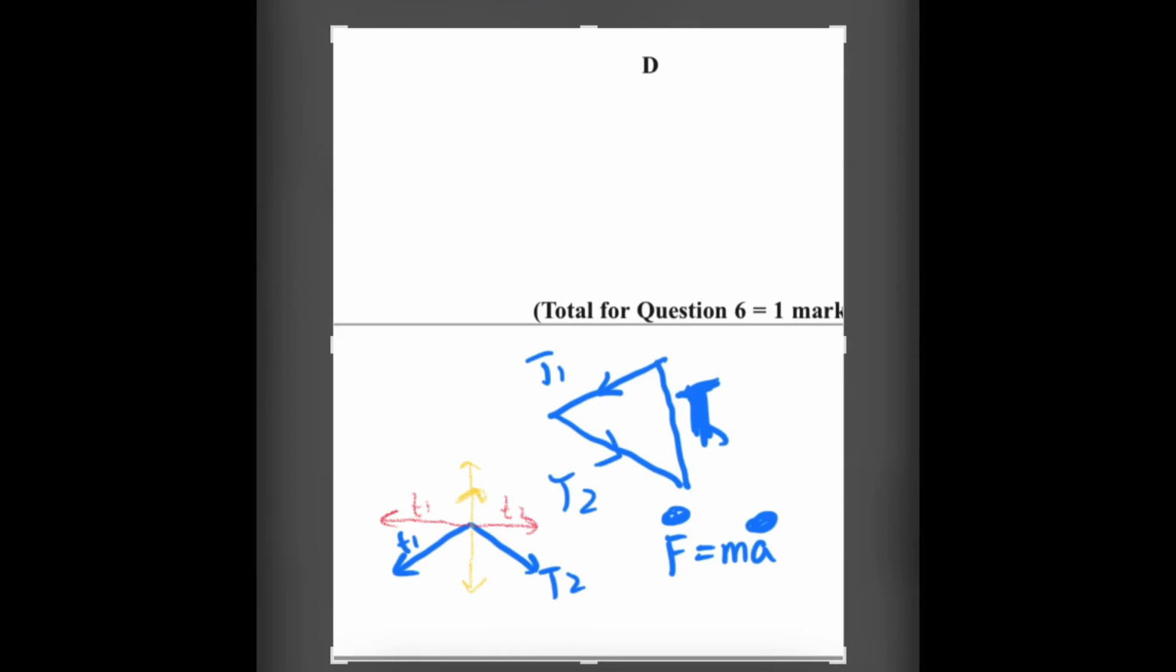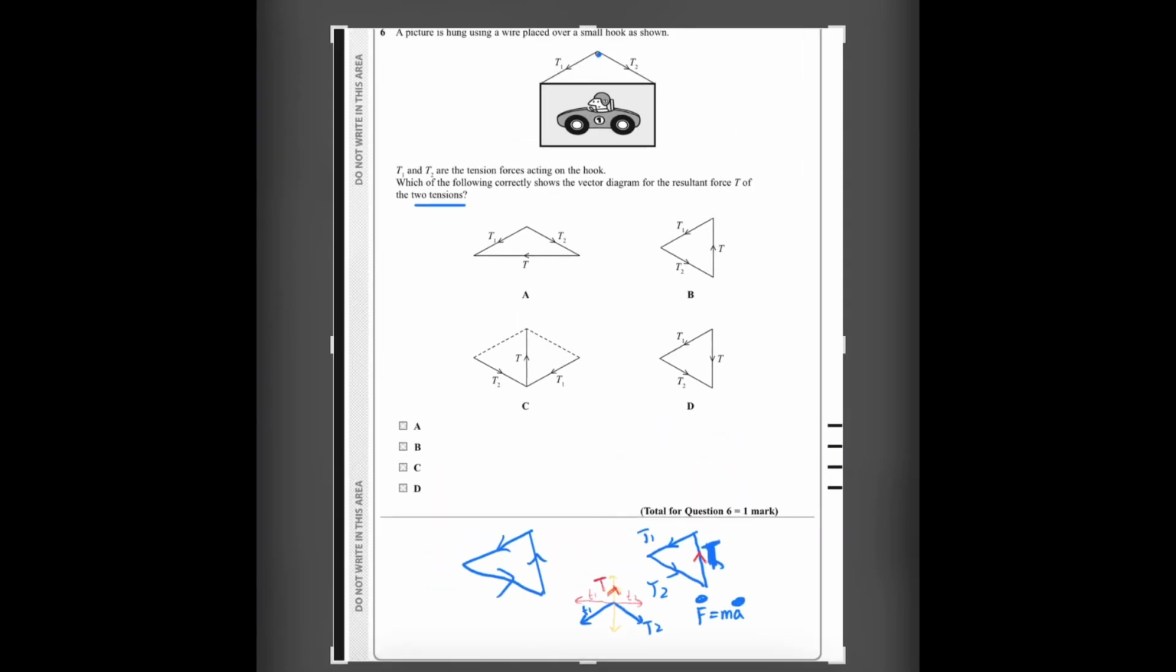So we can clearly see that the direction here of T and the direction here of T is the same. So the diagram which matches with this is option B. So option B is the answer.